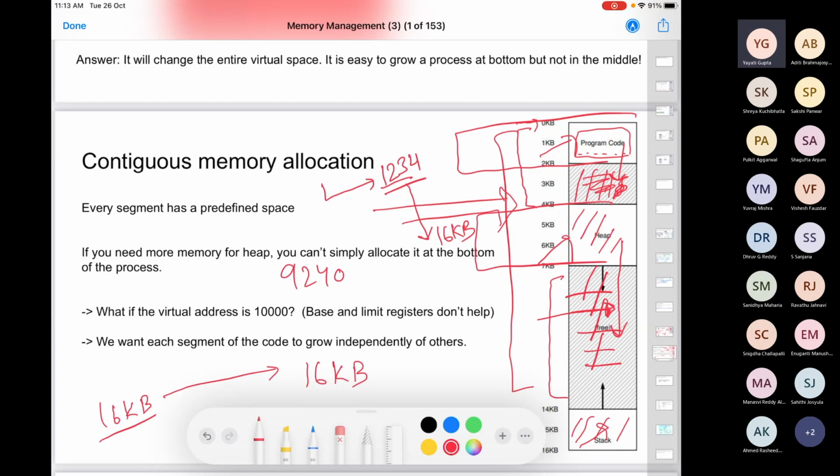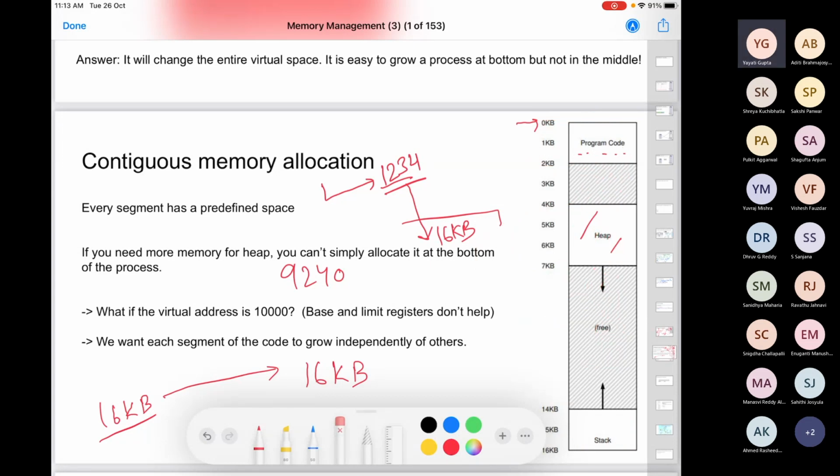Is there a way to get rid of this problem? And the hint is, it is always easy to grow a process at the bottom, not in the middle.